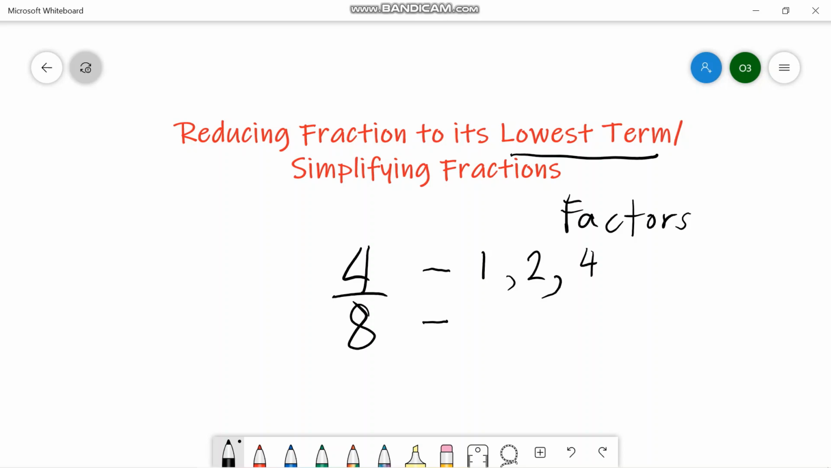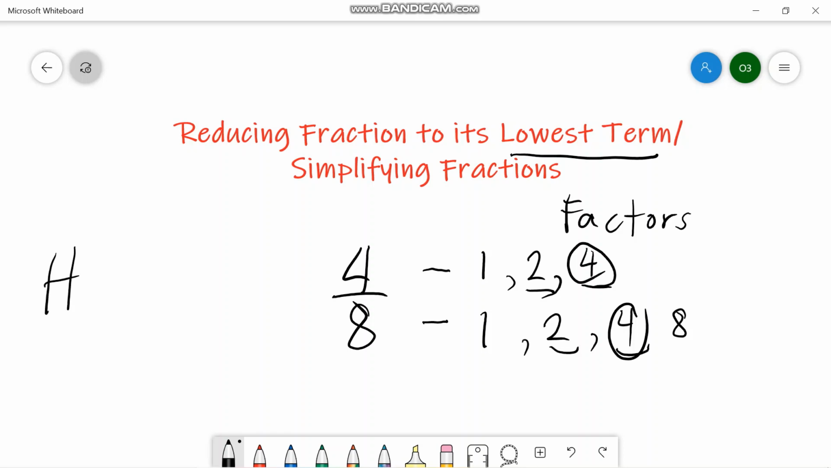Now let's find the factors of 8. We have 1 times 8. What else? We have 2 times 4. So there are two common numbers here, 2 and 4. Which one is the greatest? Is it 2 or 4? The greatest factor here is 4. So now we have our HCF, or the greatest common factor. Our HCF here is 4.